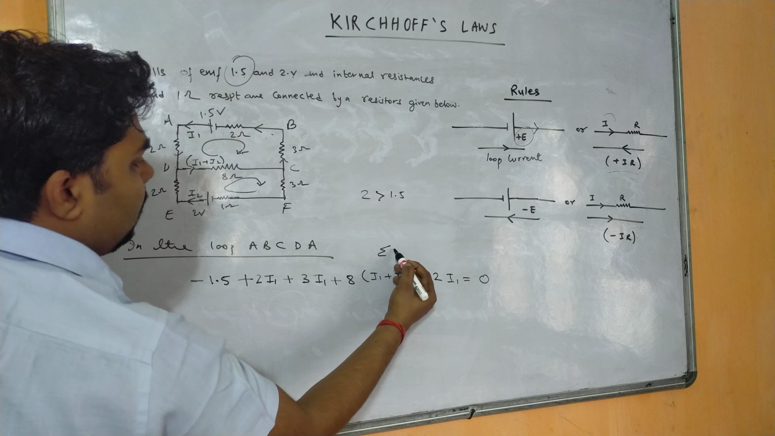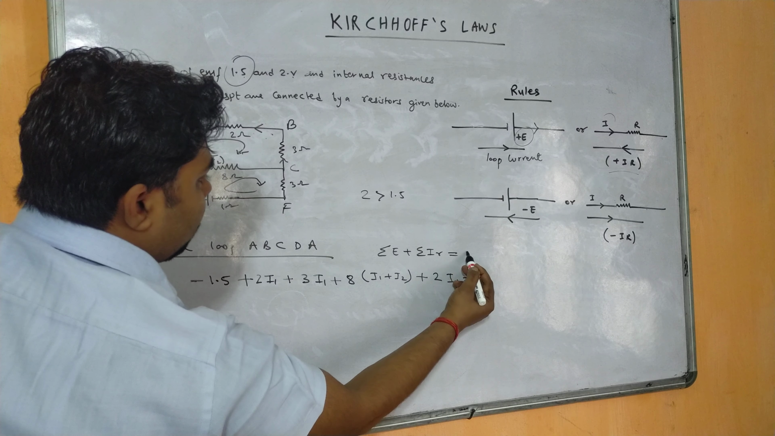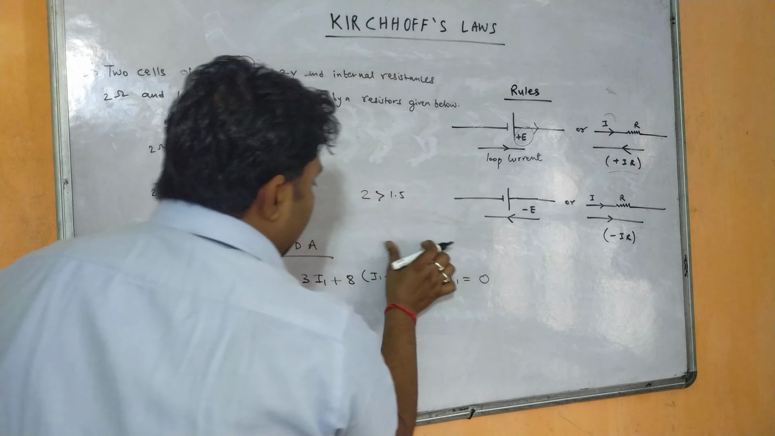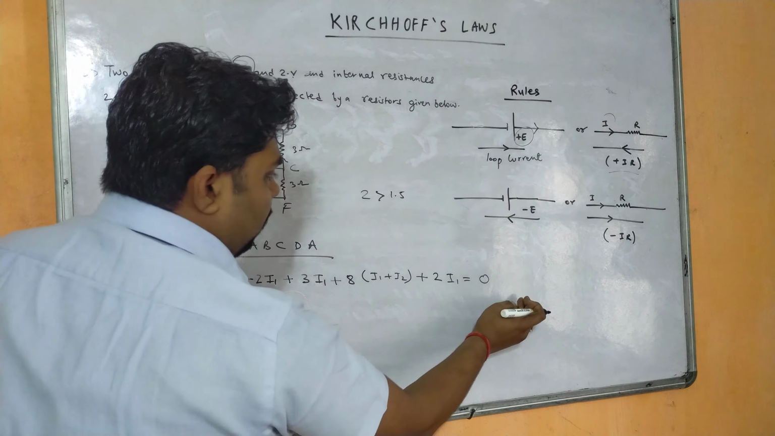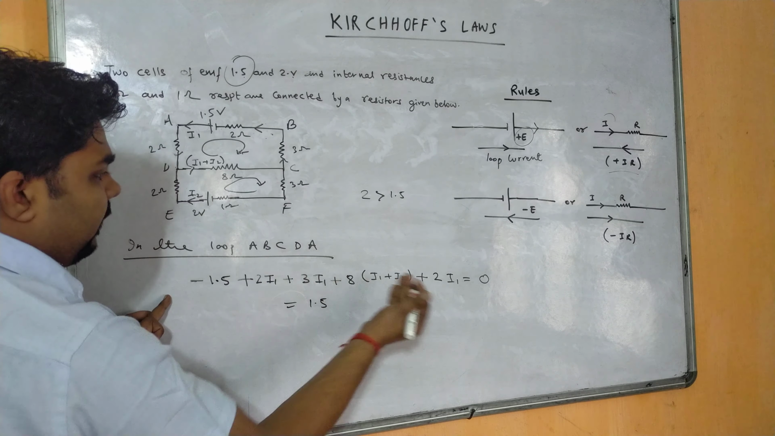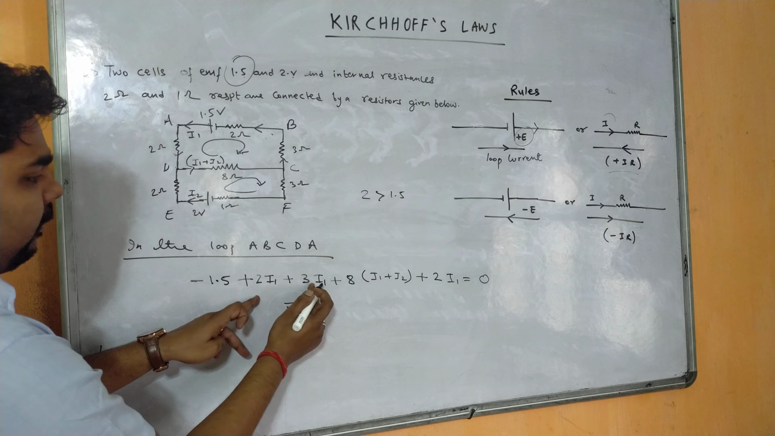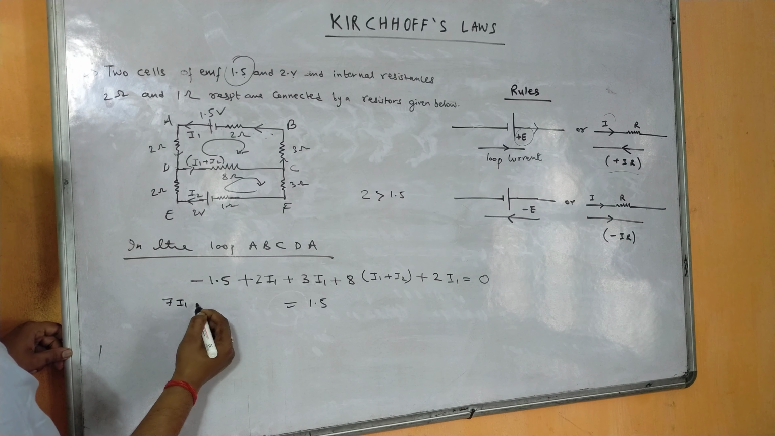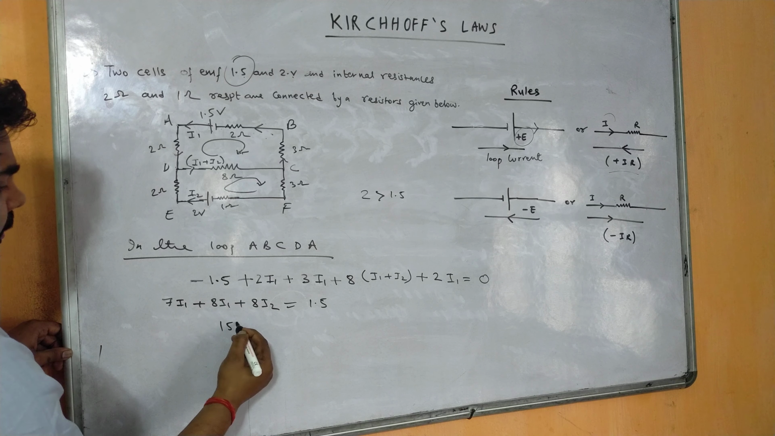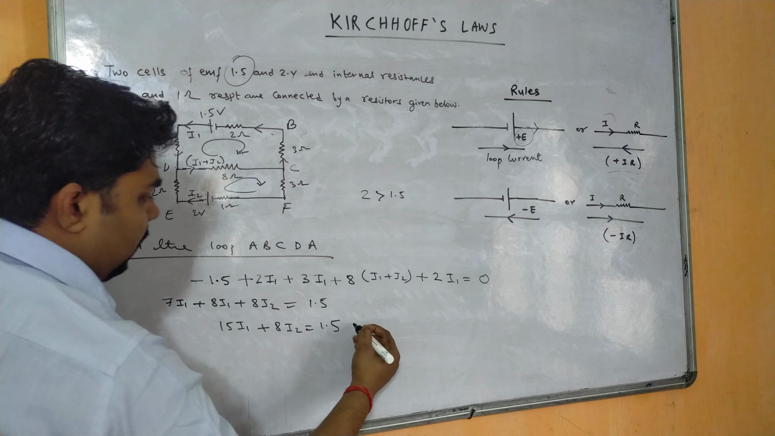As I have already told, total EMF plus total potential drop must be equal to 0, right? So you see this concept. If I take 1.5 to that side, the minus will change to positive. Now 2I1 plus 3I1 is 5I1, 5 plus 2, 7I1. So 7I1 plus 8I1 plus 8I2, or 7 plus 8, that is 15I1 plus 8I2 equals 1.5. Okay, this is equation number 1.